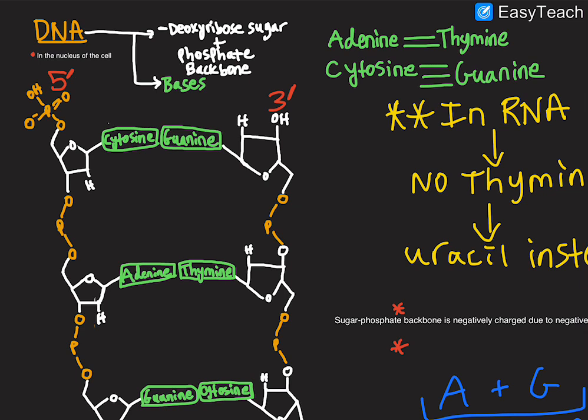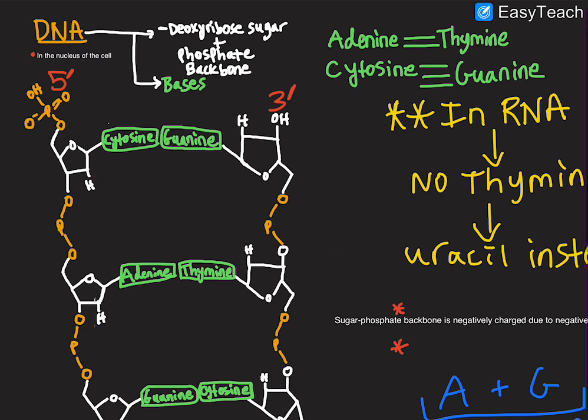DNA is located inside the nucleus of the cell, and we know that DNA has a sugar phosphate backbone. Specifically, that sugar is a deoxyribose sugar because we're talking about DNA, and we know that because on the second carbon here we see only an H and not an OH. If we saw an OH, that would be a ribose sugar, and that would be RNA.